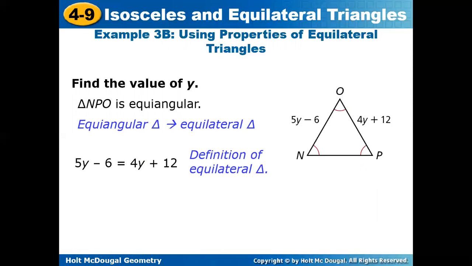So you can write that 5y minus 6 is equal to 4y plus 12. Now solve this equation algebraically. You can subtract 4y from both sides and add 6 to both sides. Again, subtract the lesser variable, subtract 4y from both sides, and then add 6 to both sides to make y alone. So y equals 12 plus 6, which is 18.